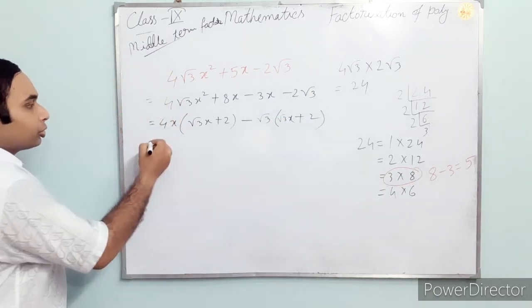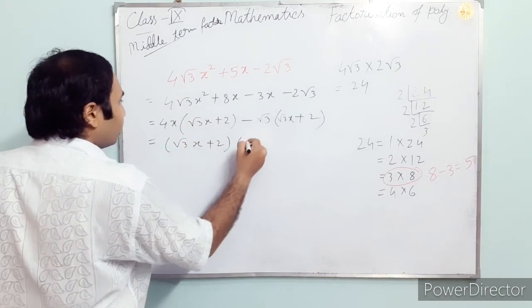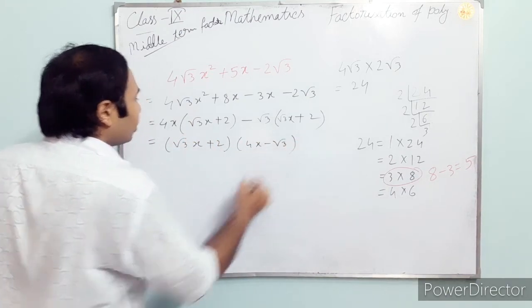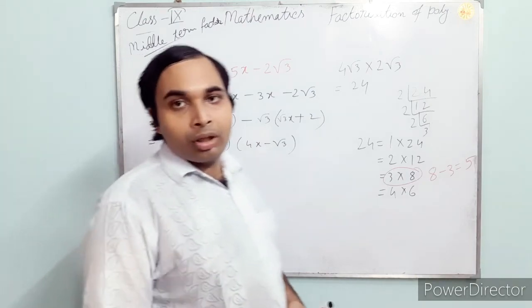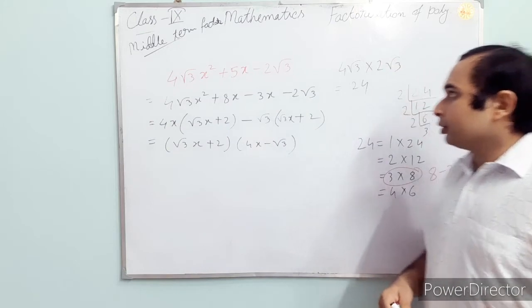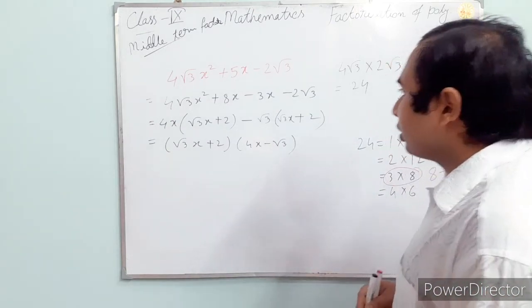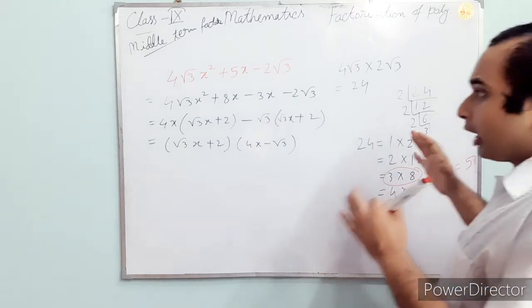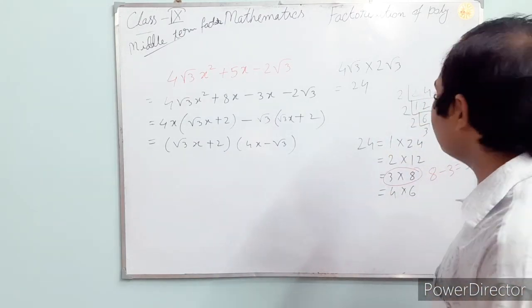Root 3x plus 2. So from this it is very much easy. Plus 2 and 4x minus root 3. So this is the factor of this polynomial. So I think you have got the rule what to do and why we will do. I think you have got all those things.